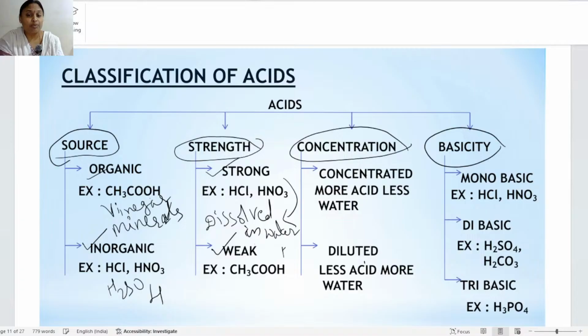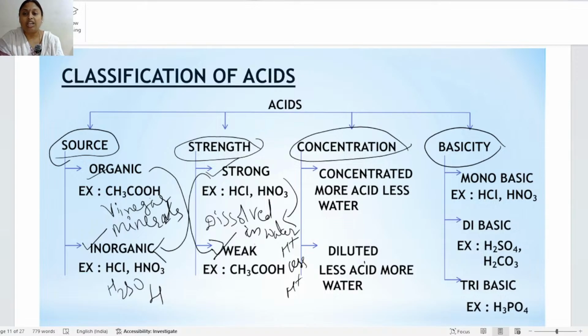It depends on whether more H plus ions are produced or fewer H plus ions are produced. Based on that, we say strong acids and weak acids. Strong acids produce more H plus ions. Weak acids produce fewer H plus ions. Another name for weak acids is organic acids. Another name for strong acids is inorganic acids.